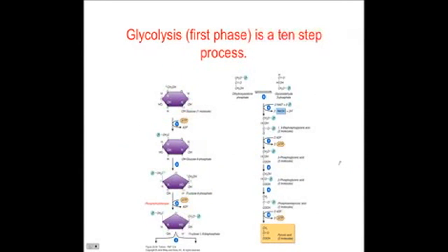Okay. Glycolysis, in the first phase, is a 10-step process. It won't take you very long to memorize all 10 steps, and I don't know why you'd want to do that, because it's kind of silly. But what you should note is that, okay, so this is a very involved process, and in other words, it takes a lot to take a glucose molecule and break it apart into 2 pyruvic acid molecules. It's not an easy task.